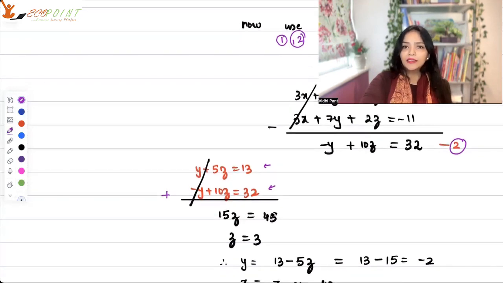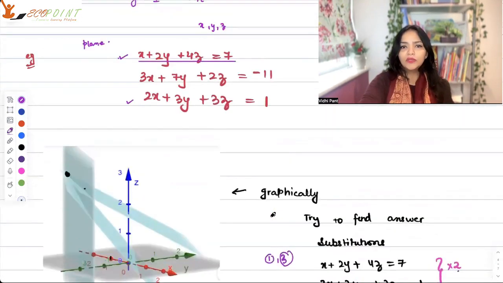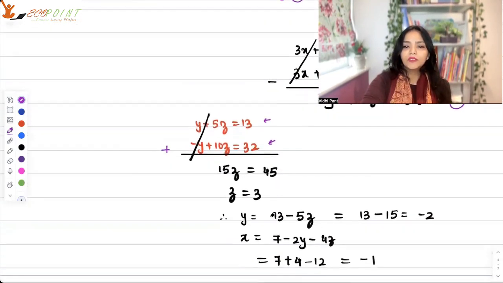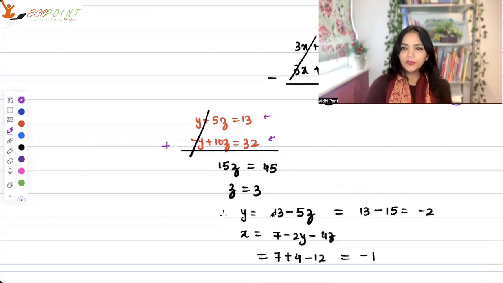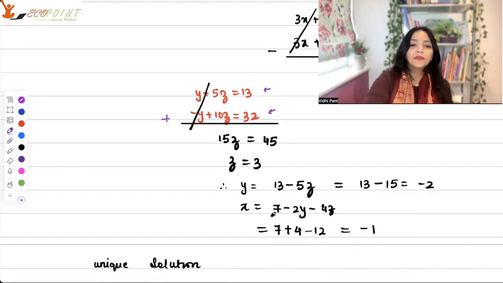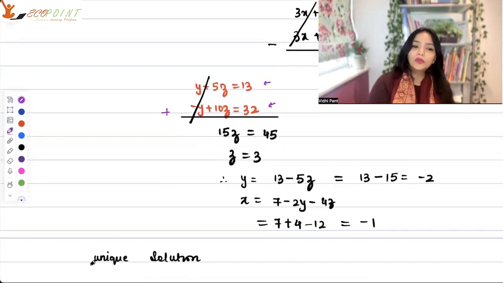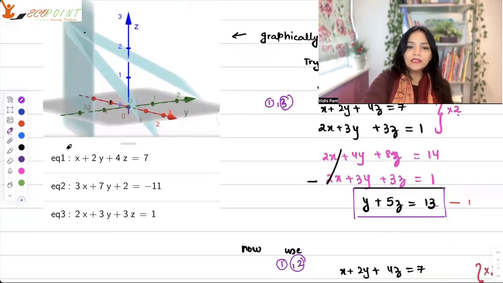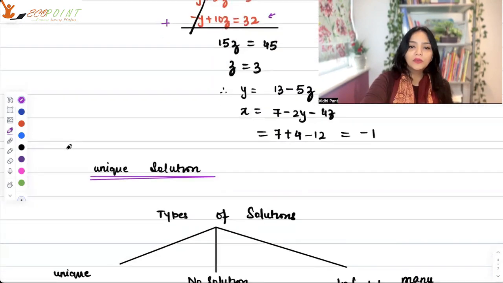And once you have y and z, put it in any one of your equations out here, you will get the value of x. What we have done is we've just simplified and back substituted. If you know nothing else, you can definitely do this. This is giving you a unique solution. There would be a point here where all three planes are meeting at one particular point.